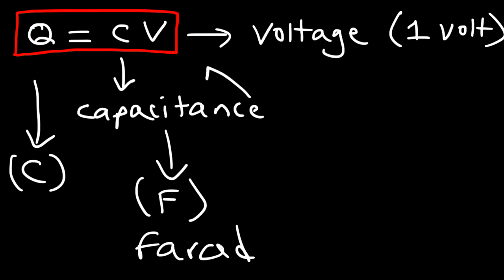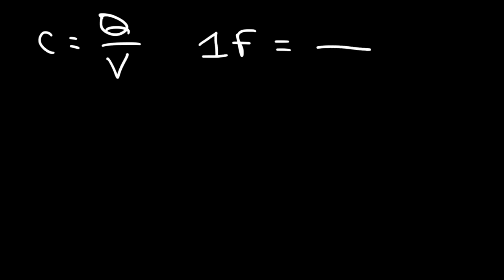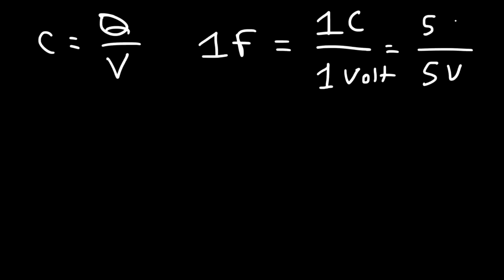Now if we rearrange this equation and solve for C, C is equal to Q divided by V. So we could say that a 1 farad capacitor stores 1 coulomb of charge when 1 volt is applied across it. If we apply a voltage of 5 volts across it, it can store 5 coulombs of charge.